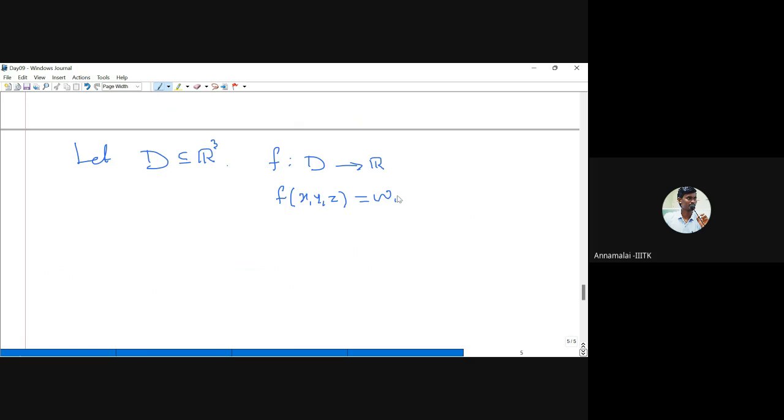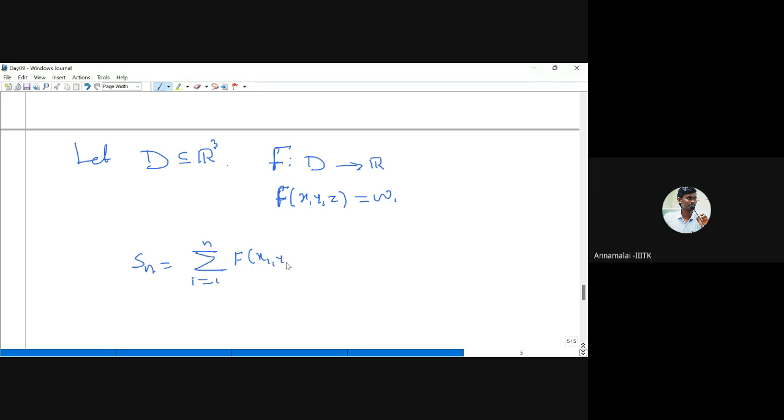So same thing. If we define Sn equal to, instead of two variables, so we define Sn equal to the summation i equal to 1 to n of the function, maybe you can use capital F. Don't confuse it with the small f, because we already use small f for two variables. So we use capital F for three variables.